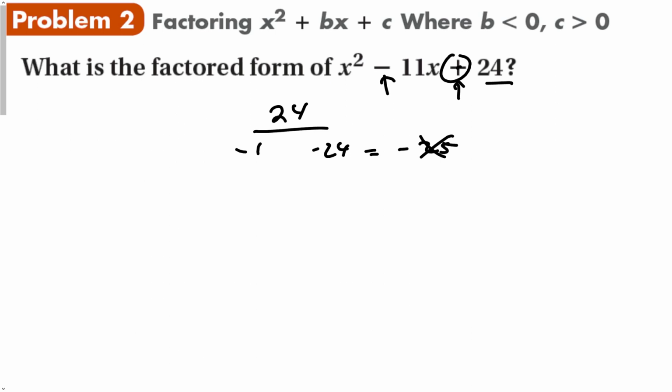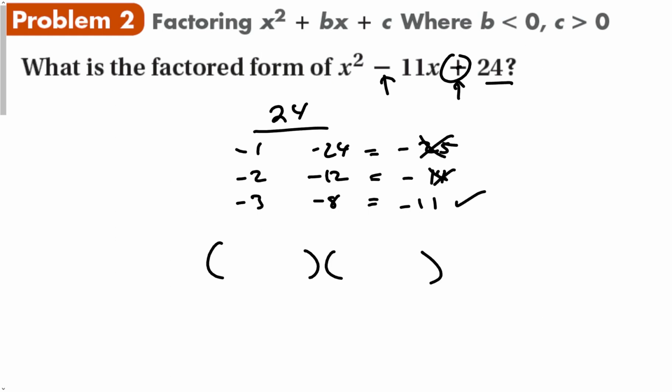No good. Negative 2, negative 12. We just did 24 before. Add together, and we get negative 14. No good. We had 3 and 8. Put those together, we get negative 11, and that is good. And now I can make my binomials. I don't have to keep going. If I find the factors that already work, yeah, I could put 4 and 6. But I already know that 3 and 8 are going to work. Okay, so this is going to be x minus 3, x minus 8.